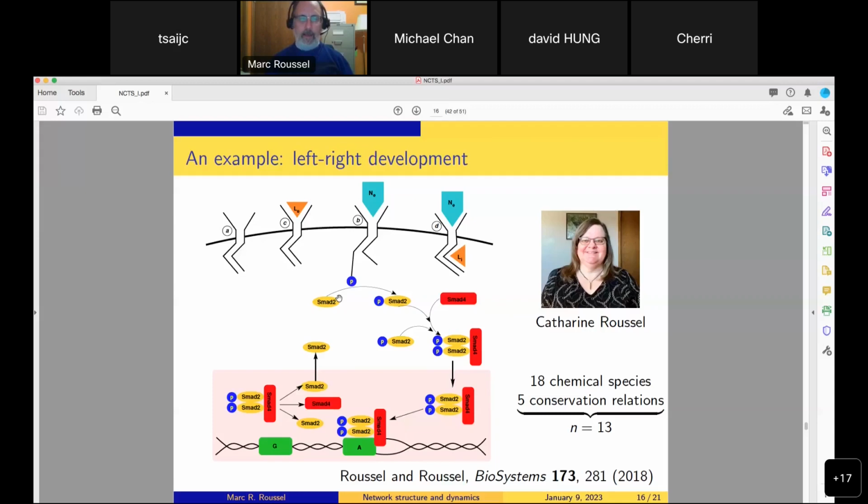So we basically built a little mathematical model of that. I say little, it is little by the standards of these kinds of things. 18 chemical species. There's 5 conservation relations because you have things like SMAD2 and SMAD4 that are conserved. Also the cell surface receptors, we didn't really take recycling into account. It didn't seem necessary. We have production and destruction of nodal and lefty. And so we started looking at that.